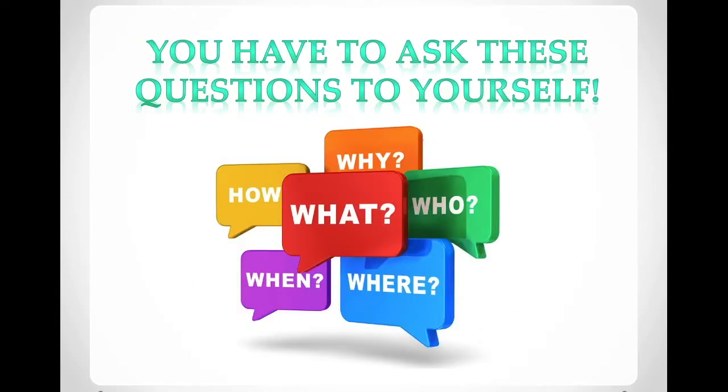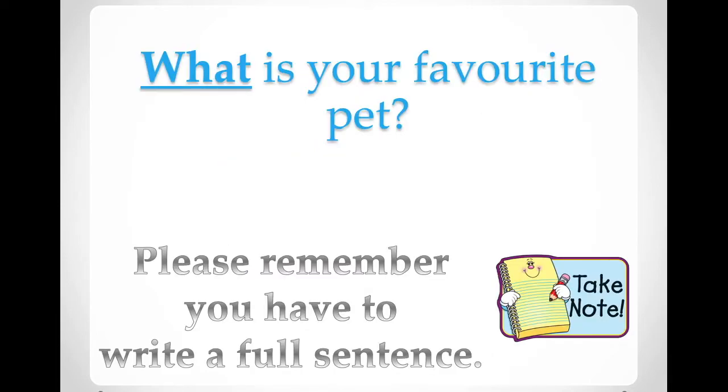So don't forget, you saw the topic, which is my favorite pet. Now you are going to ask yourself these questions, the 5 W's and 1 H. Why, what, where, when, who, and how. Now the first question, what is your favorite pet? I want you to please write a full sentence. You can always pause the video to give yourself extra time to write your sentence.